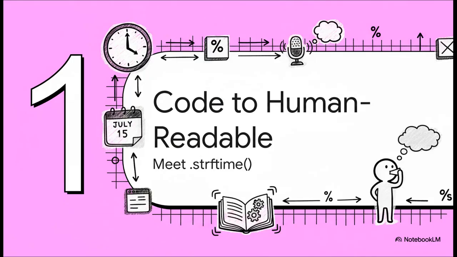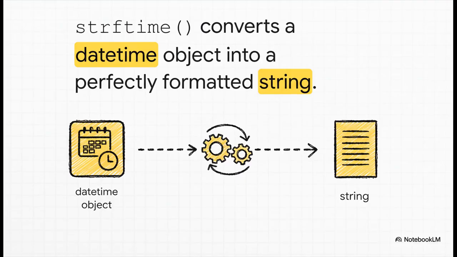All right, let's meet our first translator, the one that speaks our language. This is the strftime method. And that name is a great hint. Just think of it as string format time. Its entire job is to take Python's internal time object and shape it into literally any text format you can dream up. So how does it actually work?